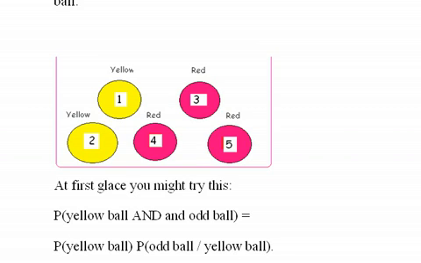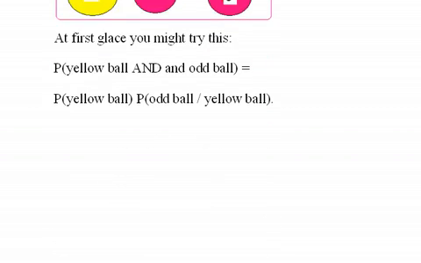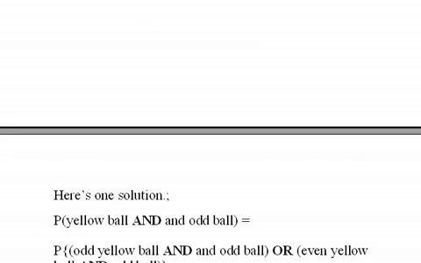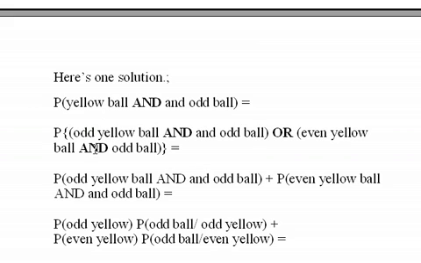You're going to have to find the probability that you draw one kind of yellow ball and then another kind of yellow ball. And here's one solution to this particular problem. The probability that you draw a yellow ball and an odd ball, we look at, first of all, the probability that you drew an odd yellow ball and then an odd ball. And the other thing that could happen is you could draw an even yellow ball and an odd ball. And if you add those two probabilities up, you'll get the answer. Notice the or translates to a plus, so I'm going to add the two probabilities.